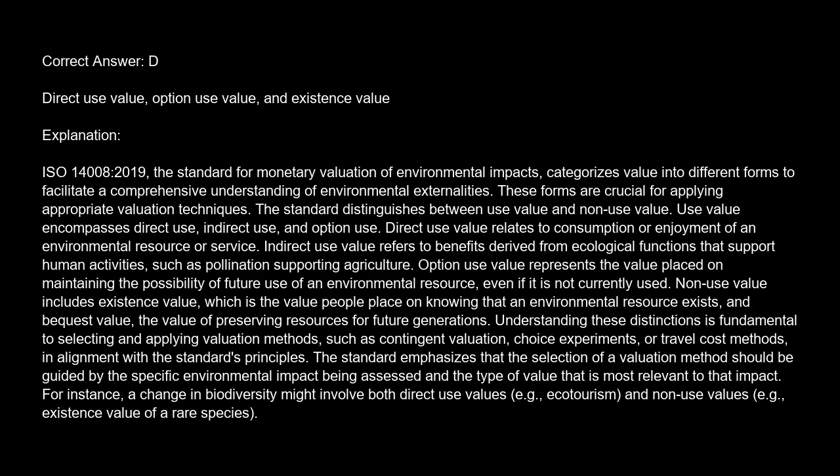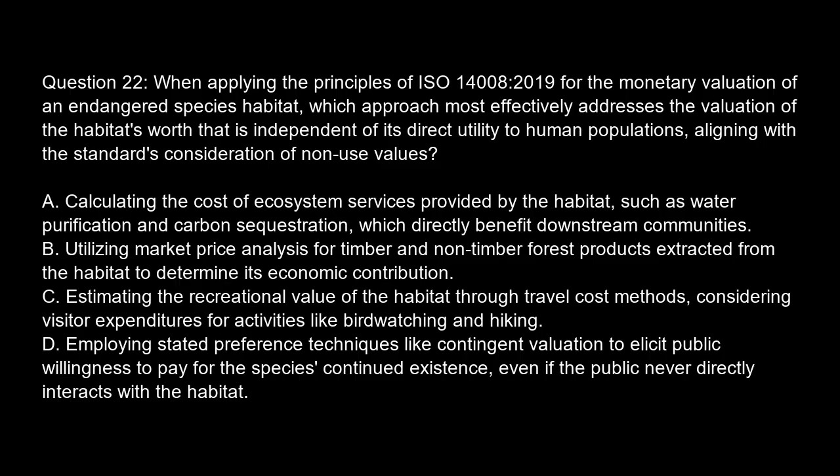Understanding these distinctions is fundamental to selecting and applying valuation methods, such as contingent valuation, choice experiments, or travel cost methods, in alignment with the standard's principles. The standard emphasizes that the selection of a valuation method should be guided by the specific environmental impact being assessed and the type of value that is most relevant to that impact. For instance, a change in biodiversity might involve both direct use values, e.g., ecotourism, and non-use values, e.g., existence value of a rare species. Question 22.